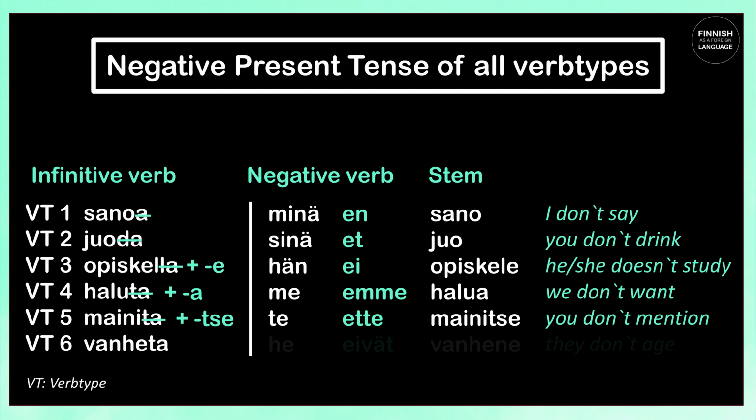You don't mention. And our last example for verb type 6, vanheta, means to age or to become older. Now we want to say they don't age. So it's he eivät vanhene. He eivät means they don't, and vanhene is the verb stem of vanheta. How do we get the verb stem of verb type 6? Again, also here we have to remove the two last letters of the infinitive verb. So vanheta changes to vanhe, and then we have to add ne to it, and we remain with vanhene as our verb stem. That's why they don't age is he eivät vanhene.